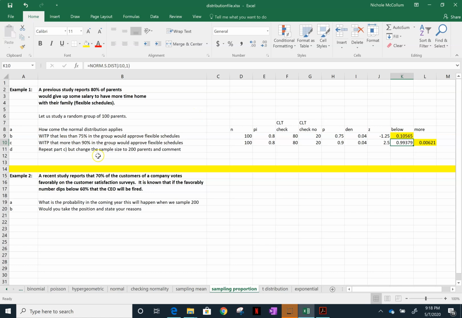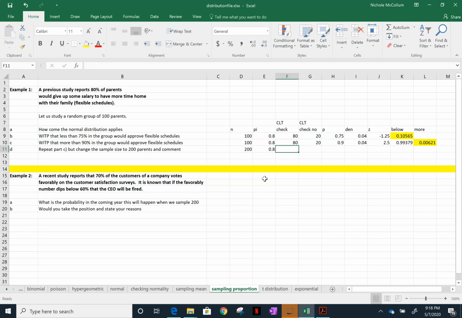Now, what I love about Part D is what would happen if you change the sample size. What do you think is going to happen to all these numbers? That is a very good question. What happens when you change the sample size to 200? Well, pi doesn't change. That's still 0.8.